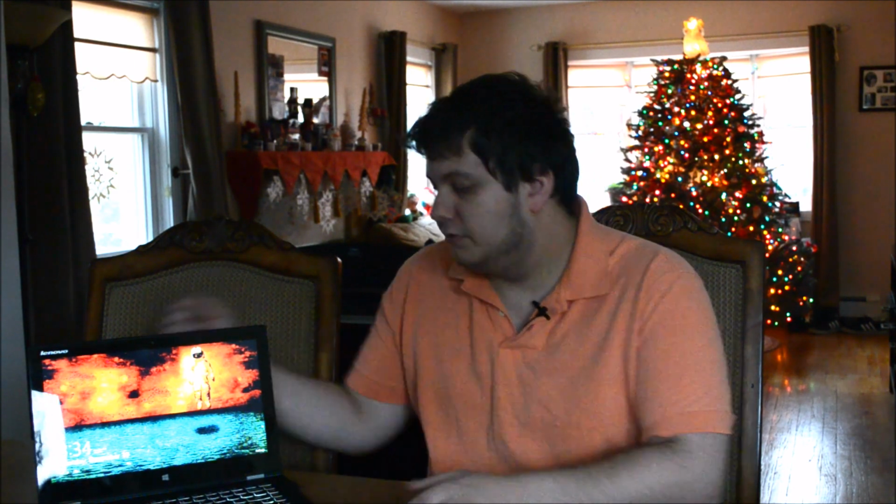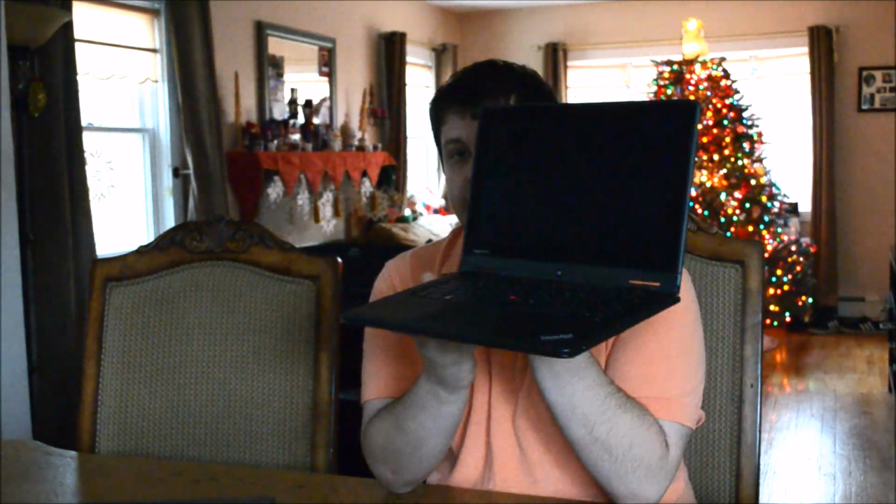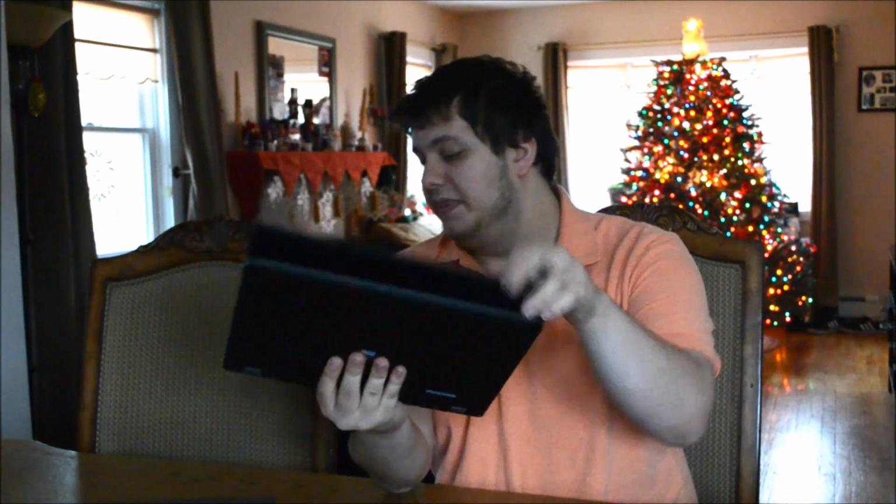So one of the greatest examples we have here are these two machines from Lenovo. These two machines are part of their Yoga series. This is the ThinkPad Yoga, a very nice business machine, and this is the IdeaPad Yoga, which is their consumer line. So these are two similar machines.